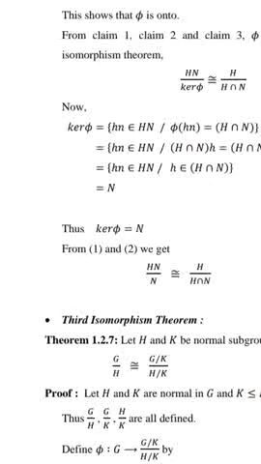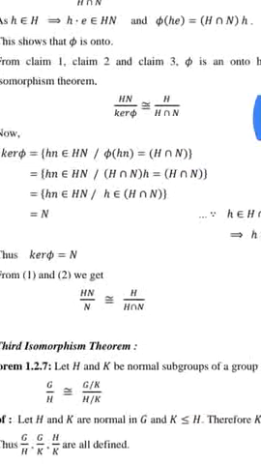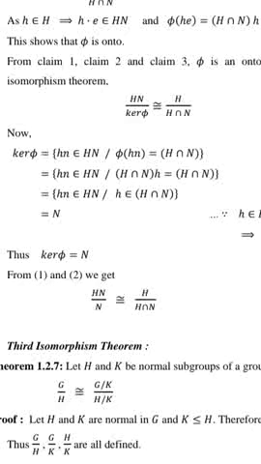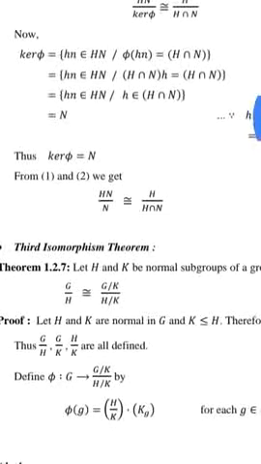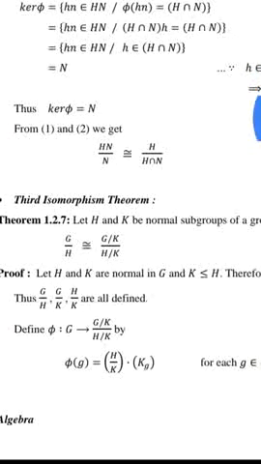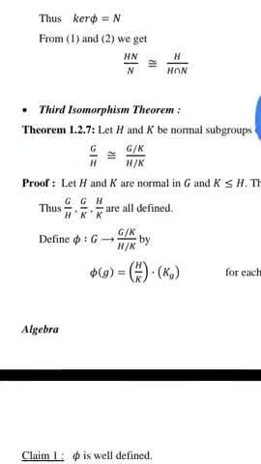Now we have to prove that N is the kernel of phi. Kernel phi is equal to the set of hn belonging to HN such that phi of hn is equal to H intersection N, that is, hn belonging to HN such that H intersection N times h is equal to H intersection N, that is, h belongs to H intersection N, which is equal to N. Therefore, kernel phi is equal to N. This shows that HN divided by N is isomorphic to H divided by H intersection N.